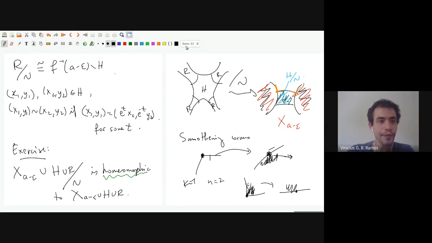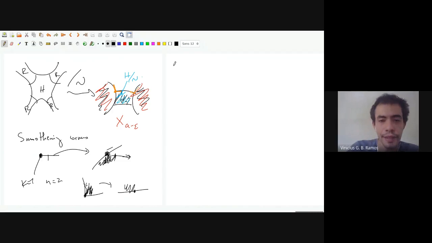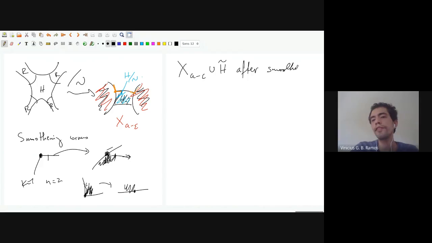And the point now is actually, if you take your X A minus epsilon and you take the union with this H tilde, this is a manifold with corners, but after you smoothen the corners, this is diffeomorphic to X A plus epsilon.